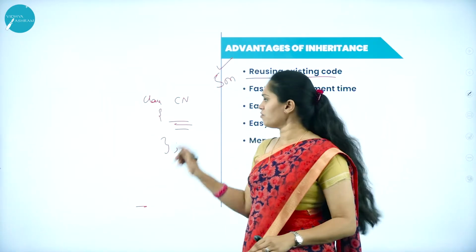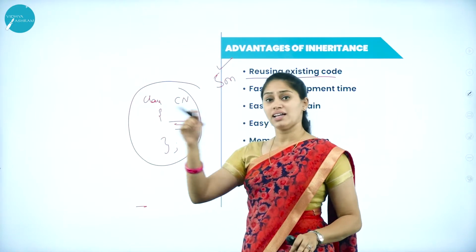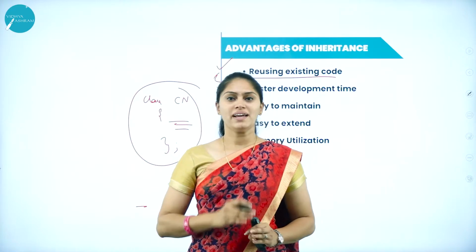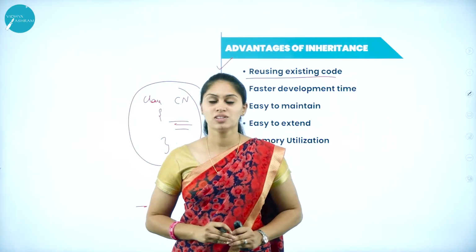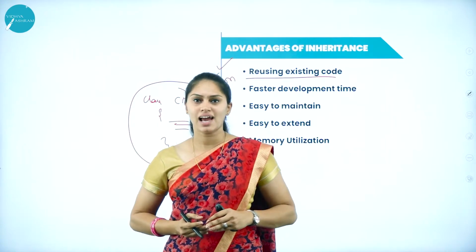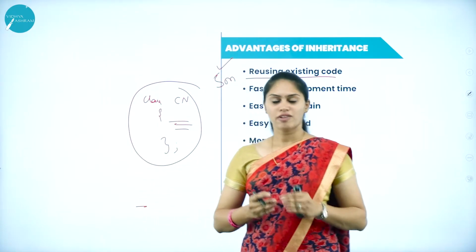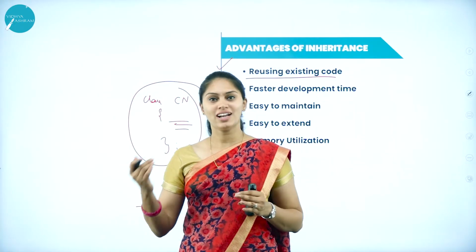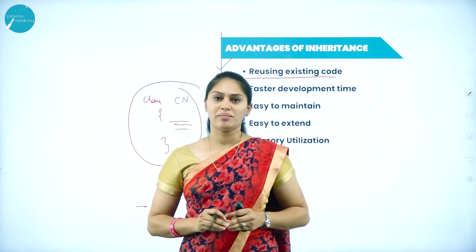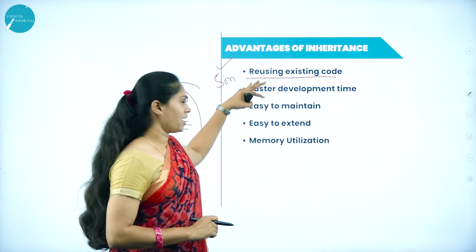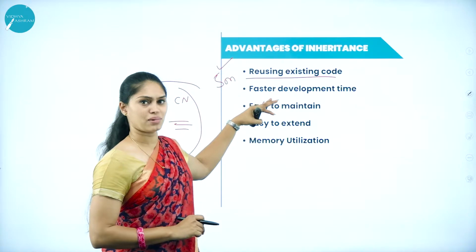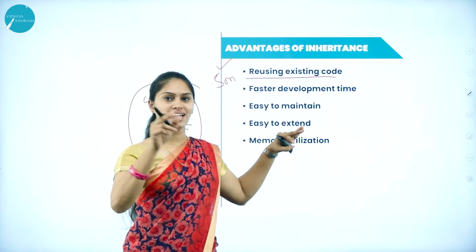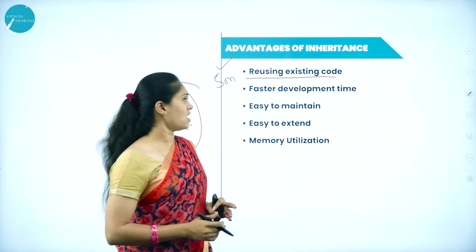I want to have the same function or the same class for another purpose, or to develop any other programs or applications. At that time, what can I do? No need to create any other class or function from scratch. I can directly copy the content of an already existing class to my requirement. That means by making use of this inheritance concept, by acquiring the features of an already existing class, I can reuse the code. That is the first thing.